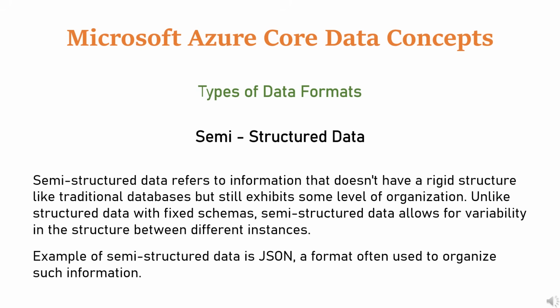Semi-structured data. Semi-structured data refers to the information that doesn't have a rigid structure like traditional databases but still exhibits some level of organization. Unlike structured data with fixed schemas, semi-structured data allows for variability in the structure between different instances. Example of semi-structured data is JSON, a format used to organize such information.